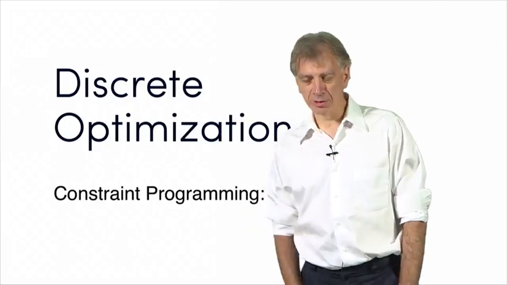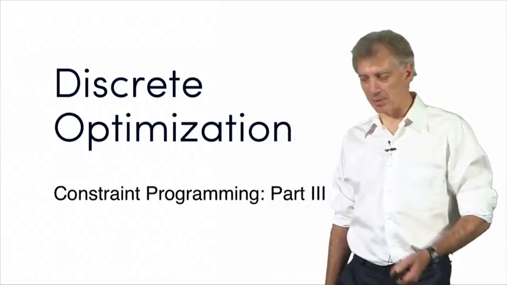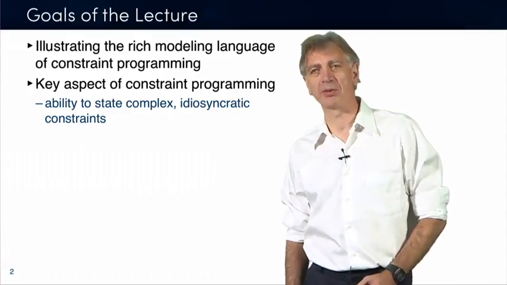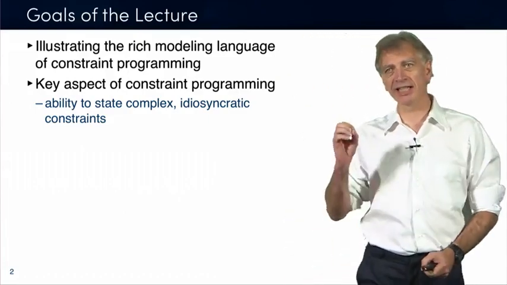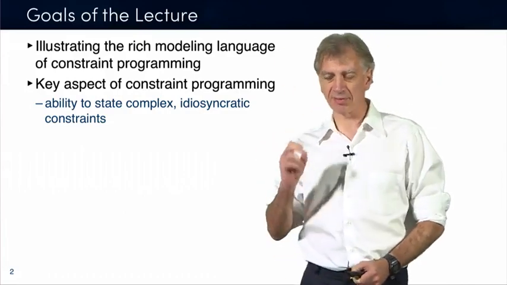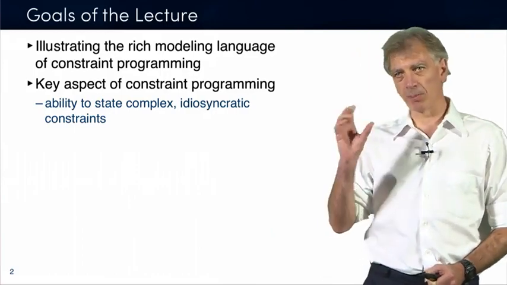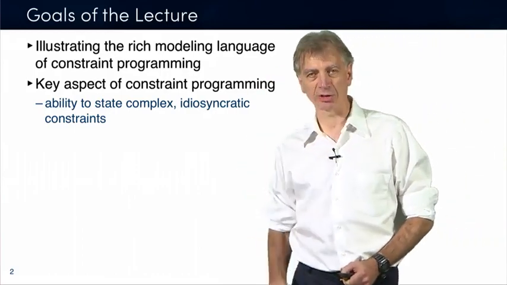So welcome back to Discrete Optimization. This is Constraint Programming Part 3. And today what we're going to do is look at the rich modeling language of constraint programming. One of the key aspects of constraint programming is the fact that the language is able to capture very complex models, very complex side constraints, idiosyncratic constraints.